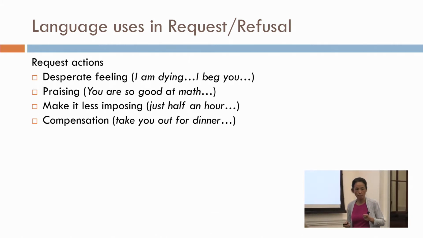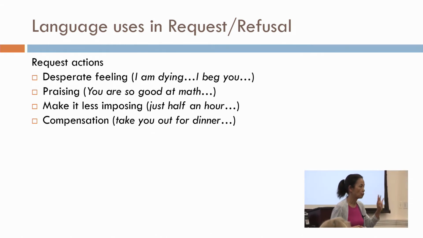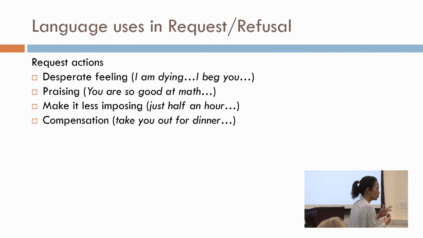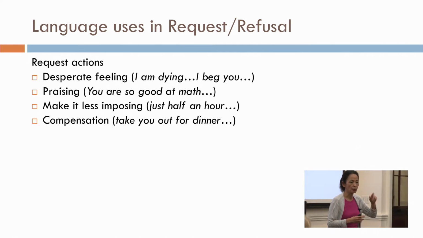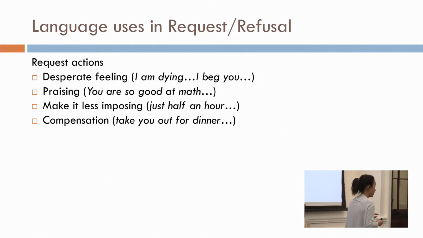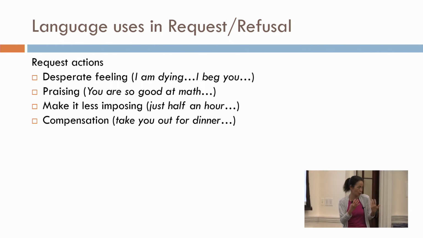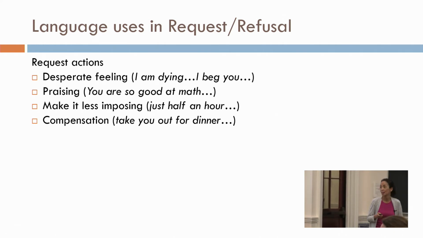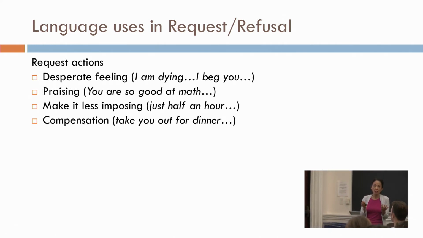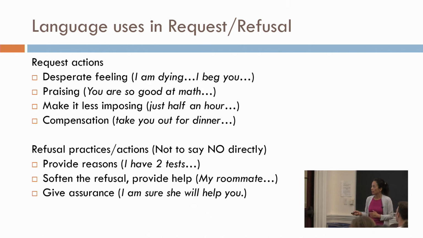This is very special because I actually gave native speakers 4 different scenarios: borrow a bicycle, like this one, help with math, or substitute for work. Every conversation ends with, I will take you out for dinner. Okay, and I think this is probably very Chinese cultural. I do a request, 我请你吃饭, 是吧? So this is another thing we can show, the cultural differences there. And for refusal, we tend not to say no directly. We provide reasons, because I have many tests, or soften the refusals: maybe my roommate can help you, right? Or give assurance: don't worry about it, we will try to find someone to help you.